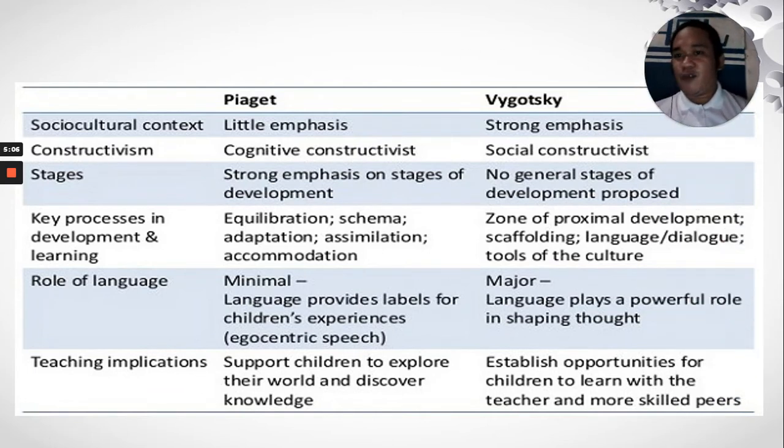For Piaget, when it comes to the sociocultural context, he only gives a little emphasis, which means he does not really focus on the role of society, but on the other hand, Vygotsky gives a strong emphasis. For him, the sociocultural context, or the relationship of the learner towards the community or a certain society, plays a very important role in the development of a child.